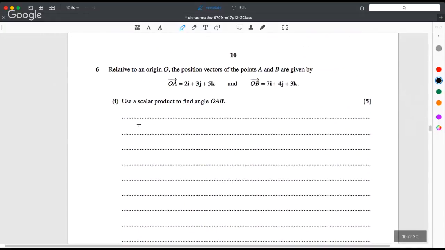Question 6. So we have some vectors, and we are already told basically what to do is to use the scalar product. So that's also known as the dot product, as opposed to the cross product. And they want us to use it to find an angle. And if they just asked us to find an angle, we would know to use the dot product anyway. So let's do that.